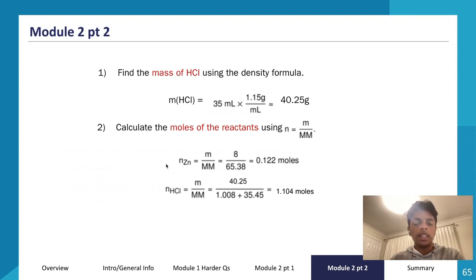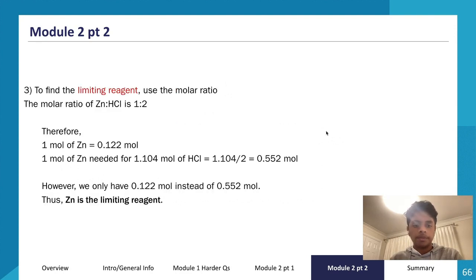So this is the limiting, and this is the excess. So we use the limiting reagent now to calculate our molar ratios, because if we use our excess, then we need to calculate the remaining, and then use the remaining as a molar ratio. It's too much hassle and it takes a lot of time. So we just use our limiting reagent to calculate the amount of moles reacted. So to find the limiting reagent, we use molar ratio.